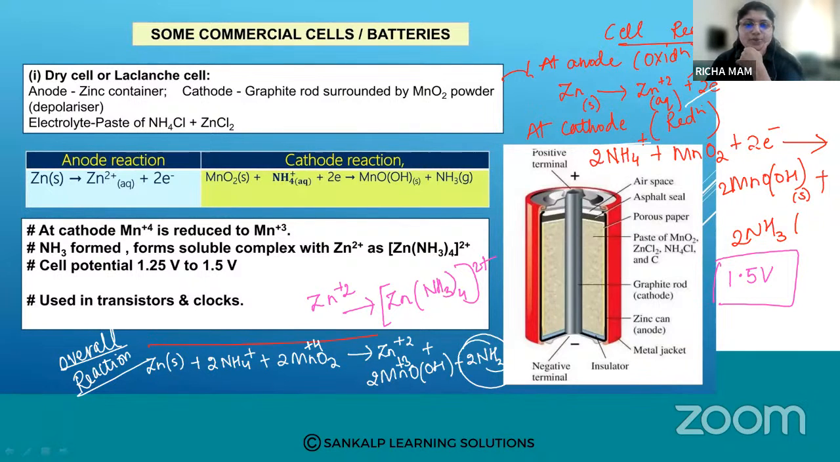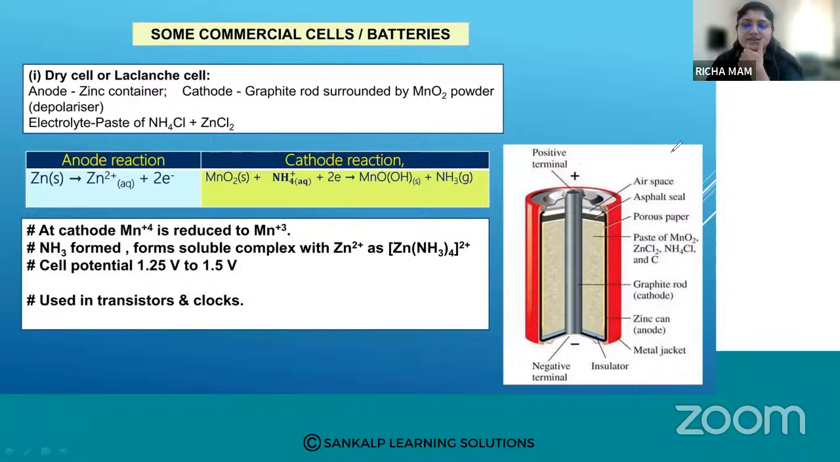Is it clear up to dry cell? Yes, is it clear? So very important. It can be asked for 3 marks: explain the working and construction of dry cell. So what all you need to write? You need to explain the diagram. Then you have to know what is anode, what is cathode, and what is the electrolyte. Then you have to write the cathodic reaction, the anodic reaction, the overall reaction, and what are the uses. So this is about the dry cell.